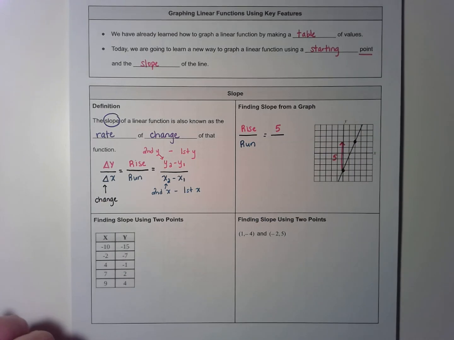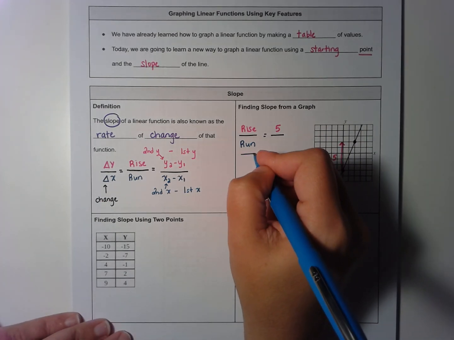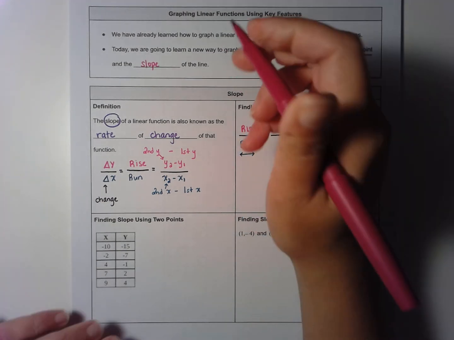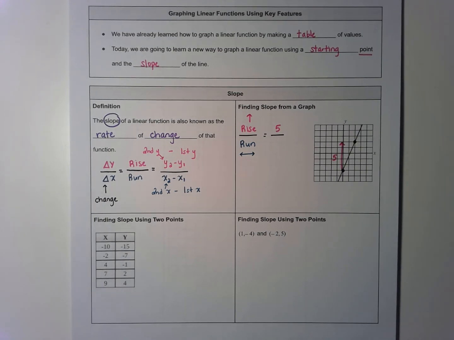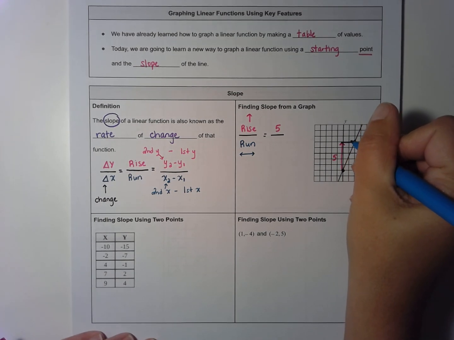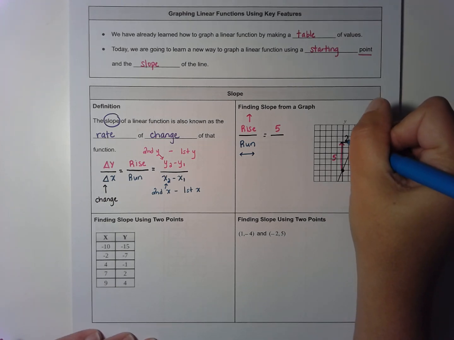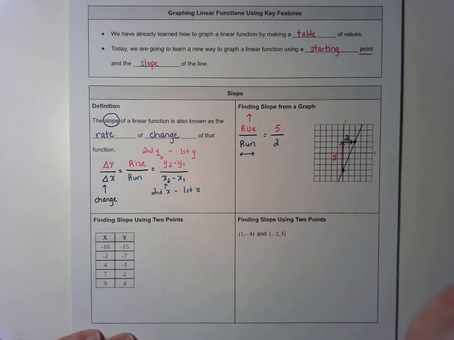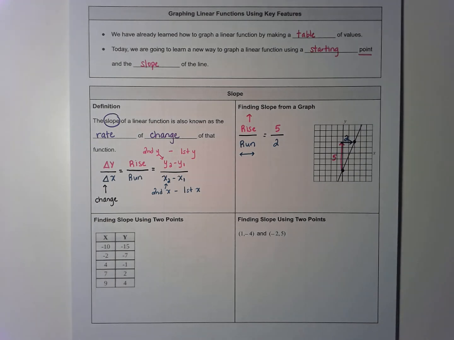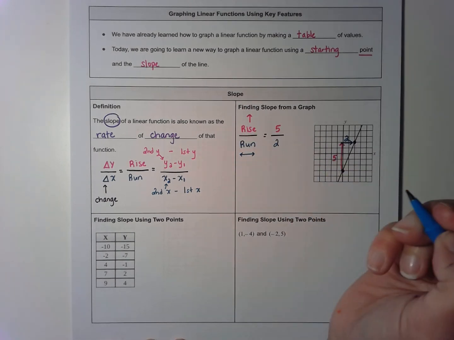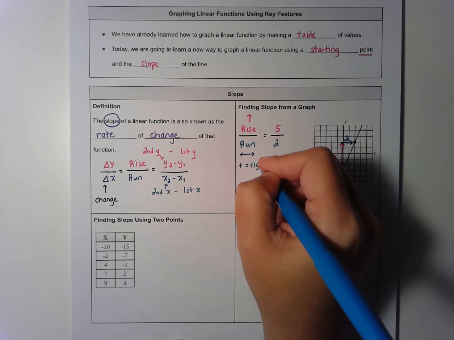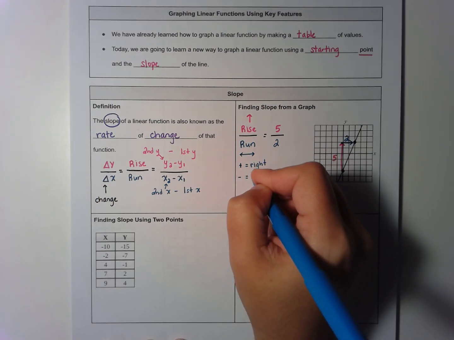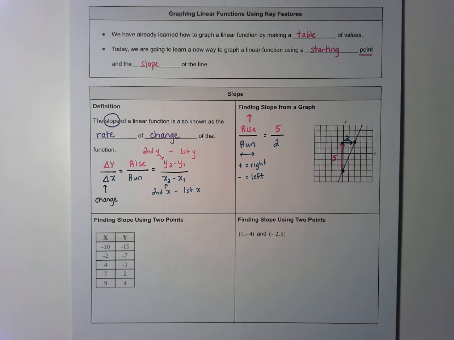Over, now run means either go left or right. You can go either way. So for rise, we're going to try to always go up, but for run, you can go left or right. In this case, we would go to the right, and going to the right, we would go over 2 spaces. So the bottom number here would be 2. And that's how you can find slope from a graph. Now, if you did go to the left, you would have to make that 2 negative. So positive means you go to the right, and negative means you go to the left to find your slope.